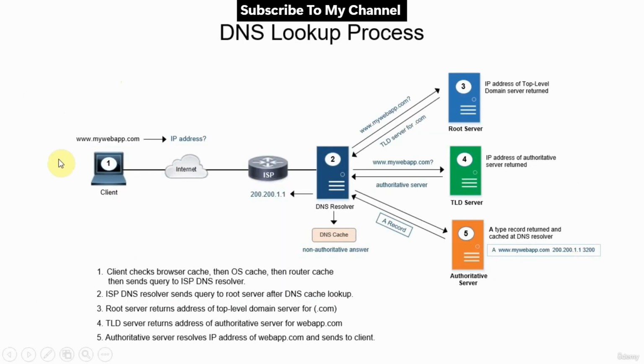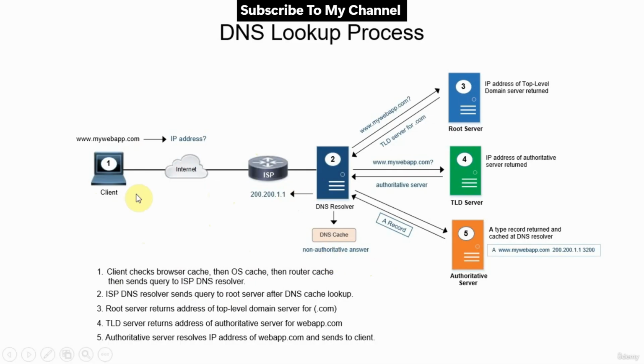DNS lookup process. What happens is the client will check the browser cache, then the operating system cache, then the router cache, then send a query to the ISP DNS resolver. So it does a bunch of local checks before it actually sends this DNS request off to the resolver. So if it's not found locally, then it has to send it off. And the resolver will look in its DNS cache.